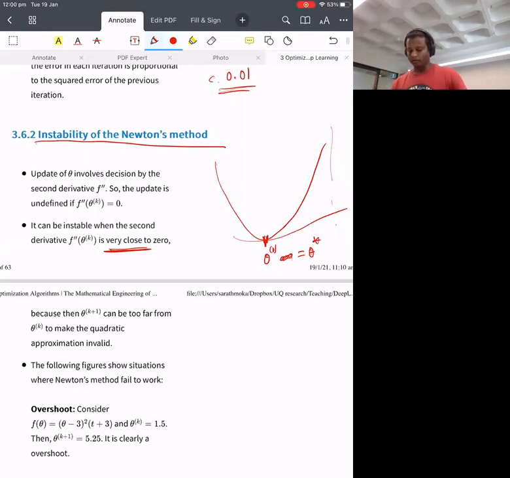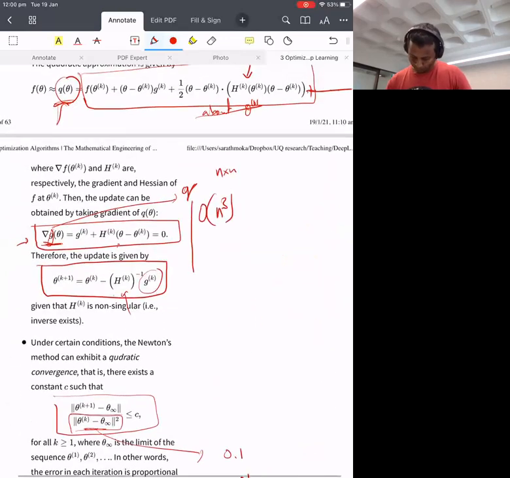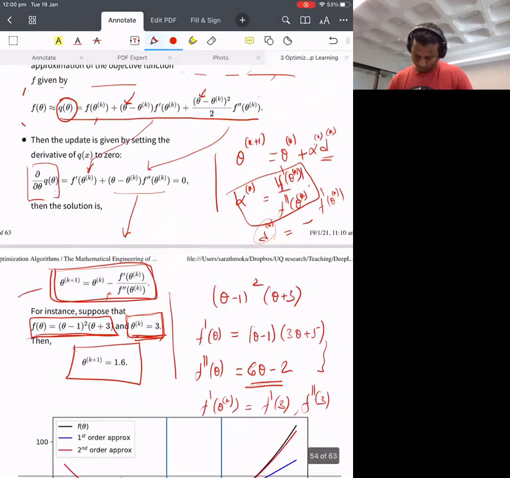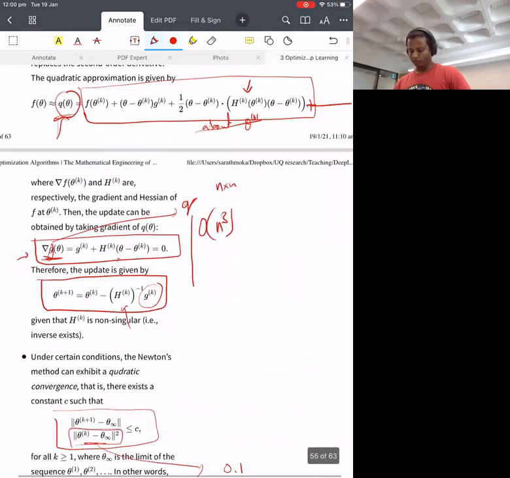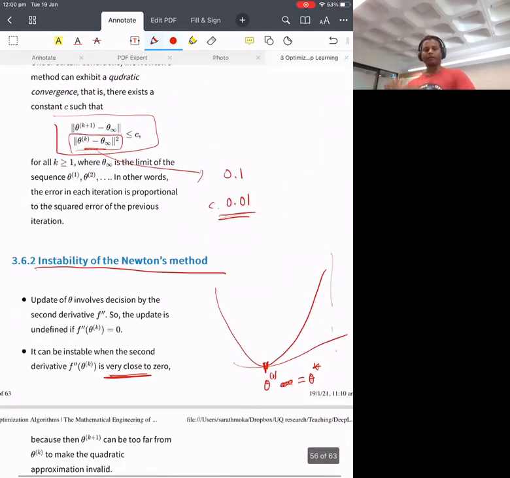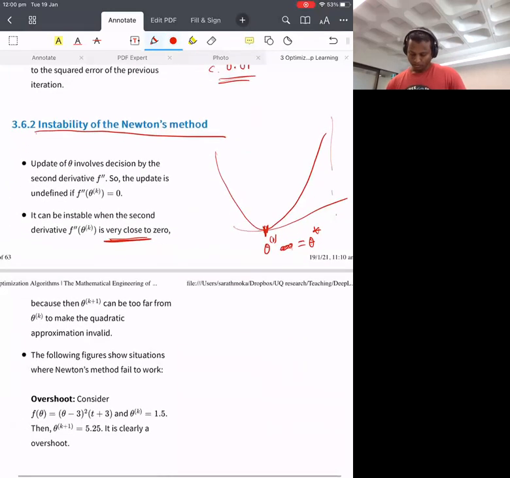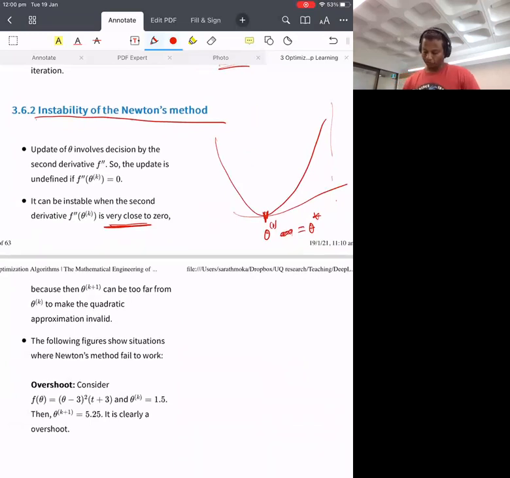If you notice, this is the update equation, and the second derivative is in the denominator. If it is too small, the change will be too high. That means you will be moved away from this optimal point, and the method will take a lot of time to come back to the optimal point, and it can happen again if you end up having a similar problem. So that is one major issue.